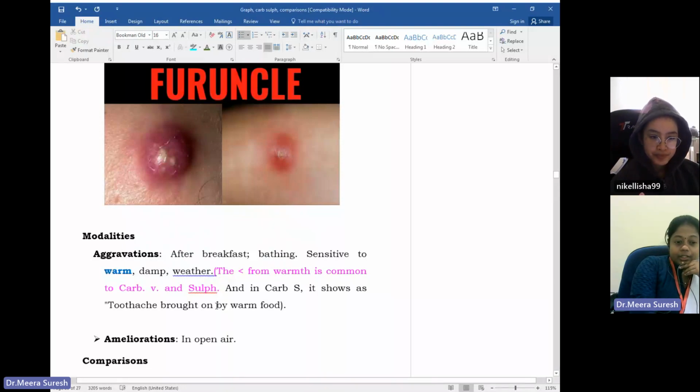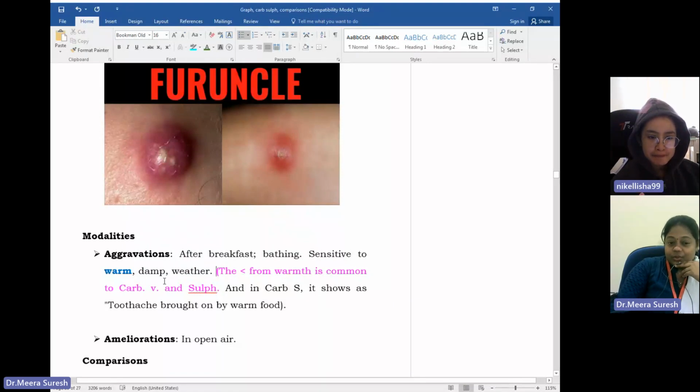When we say that the patient is extremely chilly, we believe that he will have a preference for warmth, but they are sensitive to warmth. So they're showing some of the features of sulfur also. The aggravation from warmth is common to carbo veg and sulfur. And in carbonium sulfuratum, it shows as toothache, which is brought on by warm food. It is not that important, this symptom. That's why I just put carbonium sulfuratum in black color.